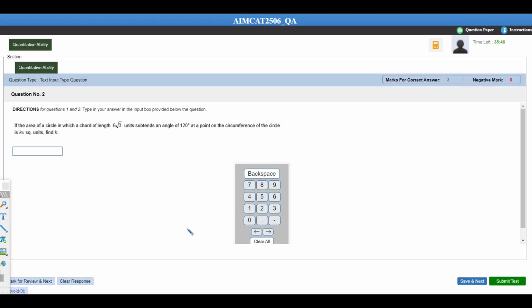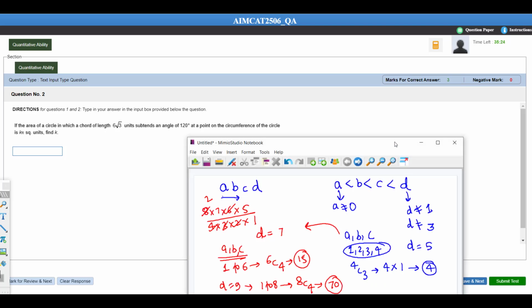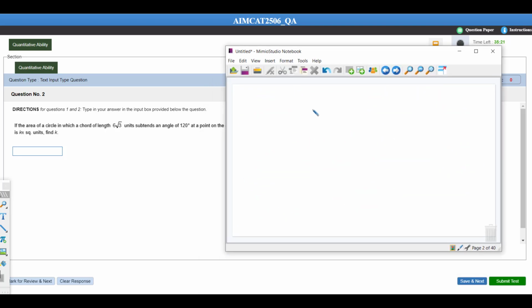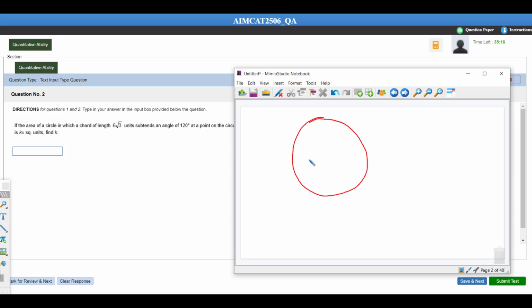Okay. So now let's have a look at the second question. The area of a circle in which a chord of length 6√3 units subtends an angle 120 degrees at a point on the circumference of the circle is kπ. We need to find the value of k. Let's have a look at it. Over here there is a circle and the chord 6√3 subtends 120 degrees. So this is a chord and this angle is 120 degrees. The center is going to be over here.